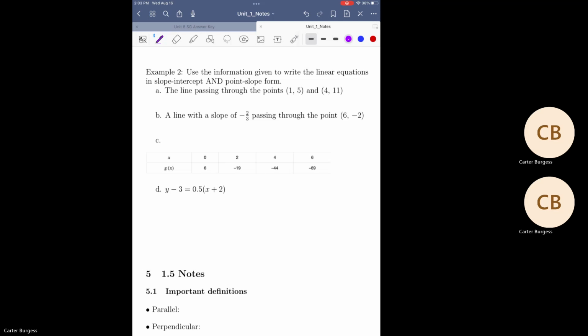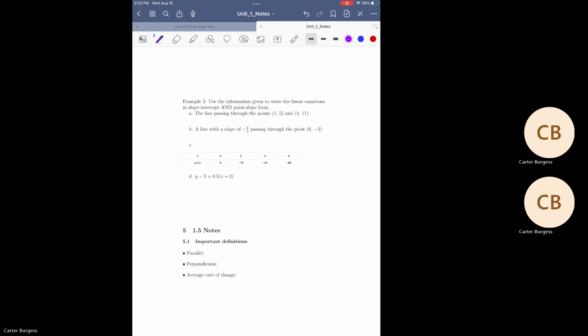We're missing the slope here. Okay, so that's a pretty good place to start. What is the slope going to be for this function? We say that m is equal to (y2 minus y1) over (x2 minus x1). It doesn't matter what you choose as y1 and y2, just be consistent. So for instance, if I say that 11 is y2 and 5 is y1, then 4 needs to be my x2, and 1 needs to be my x1.